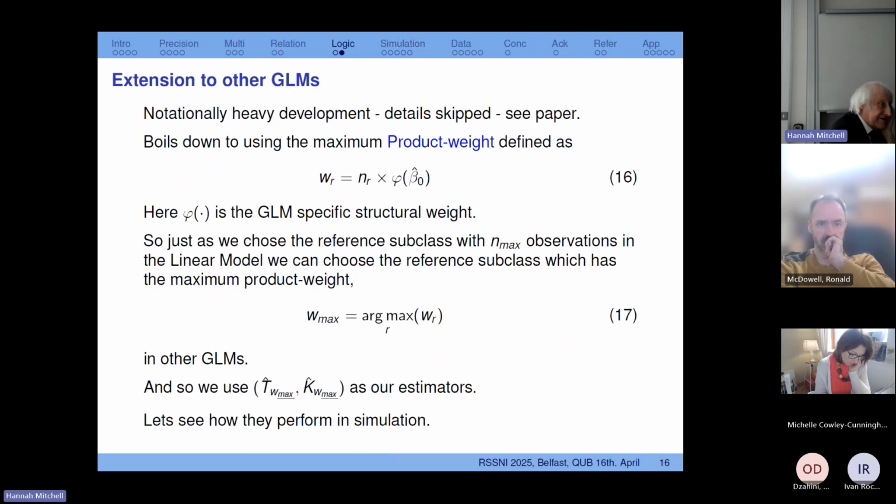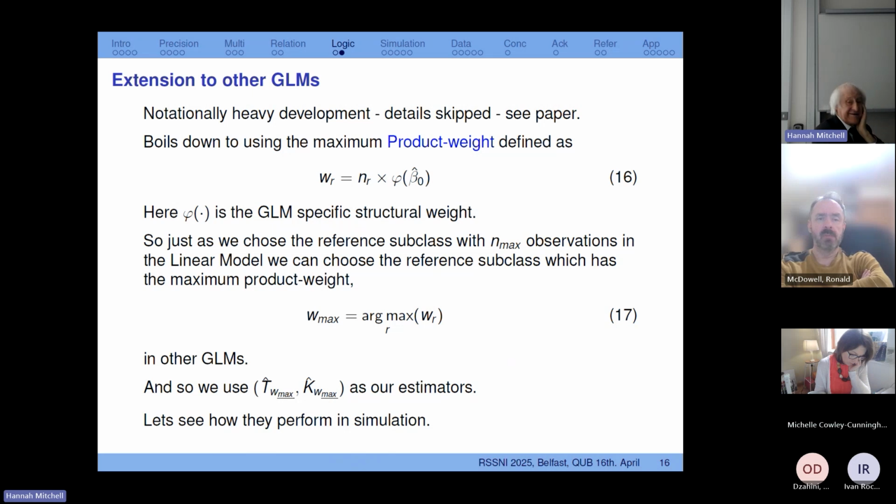So that was one step. Are you happy with this? It's a very simple idea. Do you agree? It's a relatively simple idea. Then the extension to GLMs.